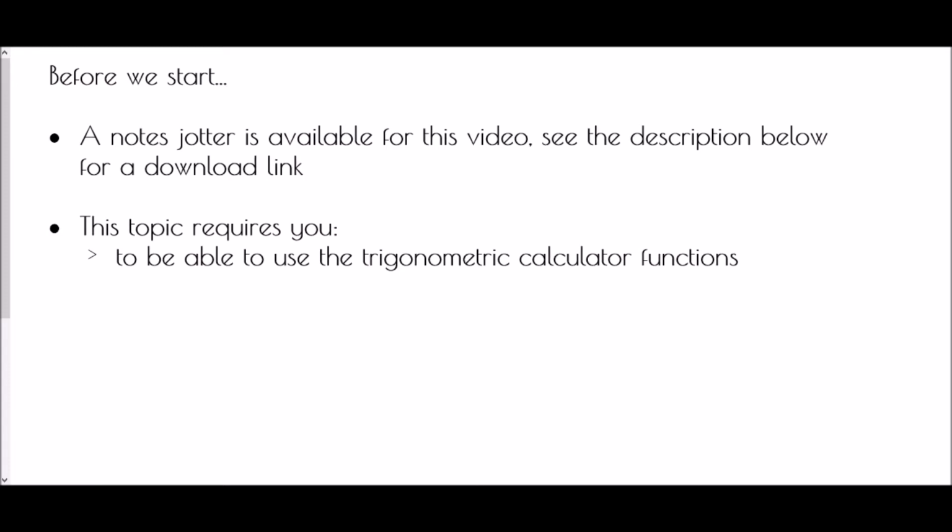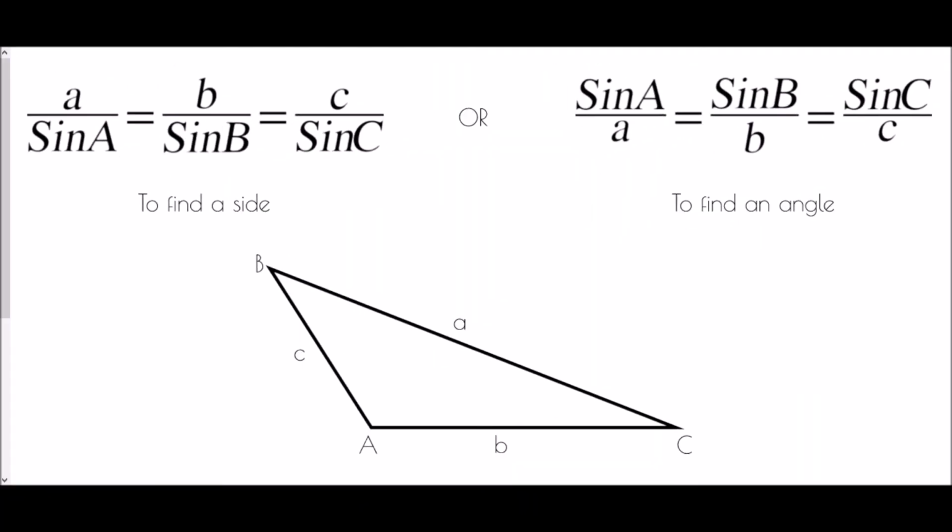Okay, so the starting point for this topic is actually the formula. We need to learn this formula as it won't be given in the exam, but it is expected that you'll be able to use it. And it begins with the formula version for finding a side in a triangle, which is a over sine A equals b over sine B equals c over sine C.